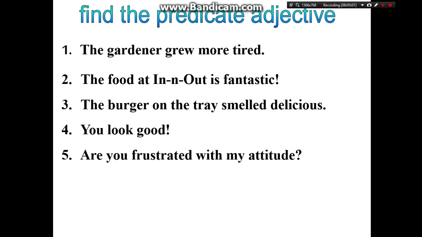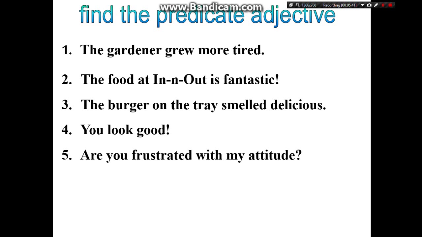Find the predicate adjective. I would like you to write the first 3 on the bottom half of your notes and fill them in. The gardener grew more tired. Grew is your linking verb. Tired is an adjective. It describes gardener, so it is your predicate adjective. The food at In-N-Out Burger is fantastic. Find your prepositional phrase. Hopefully you found at In-N-Out Burger. It is an adjective phrase that describes the food. Which food? The food at In-N-Out Burger. Is your linking verb. And fantastic is an adjective. It describes the food. So food equals fantastic.